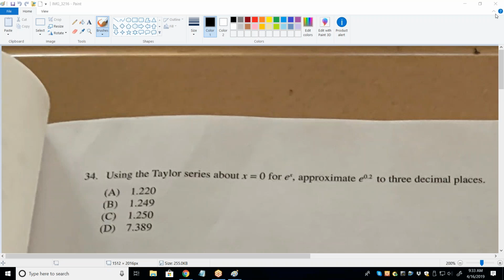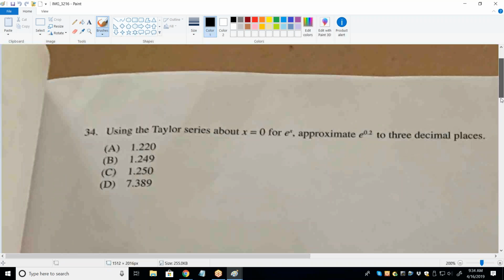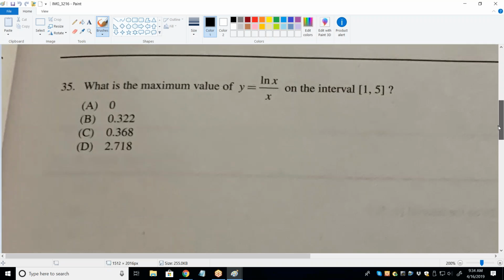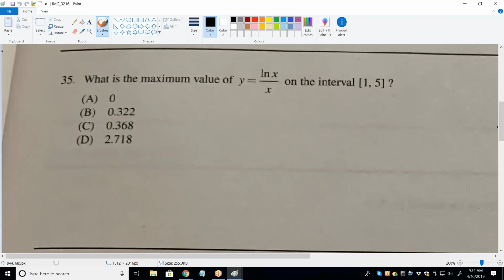Good. All right, we left off on number 34. Let's have a look at 35. How do I find the maximum value of something? The derivative and set it equal to 0. Yeah. So what is y prime here?